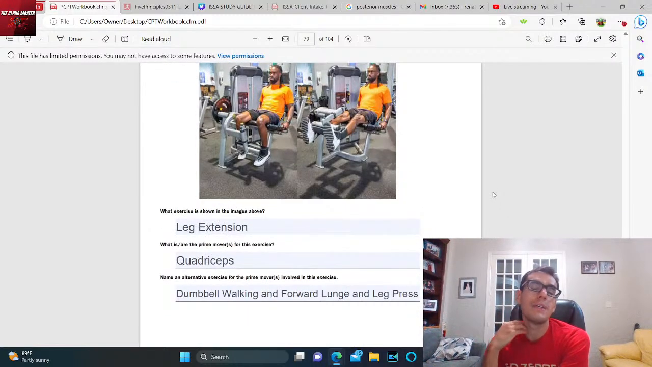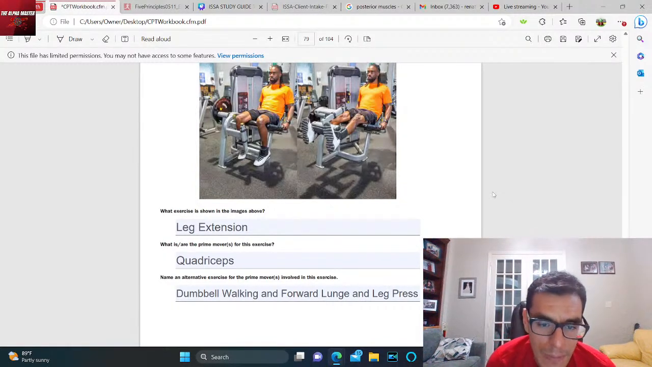Now, in here, this is going to be an isolation exercise, which is going to work in leg extension. This is the leg extension right here. The exercise shown in the images above is going to be the leg extension. The prime movers for this exercise is going to be the quadriceps.